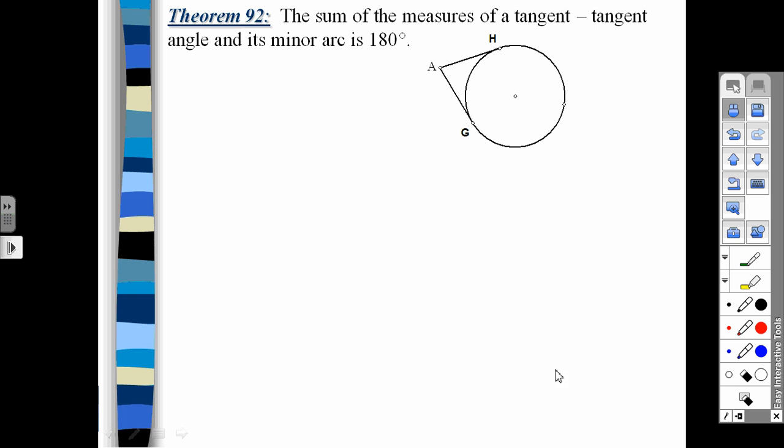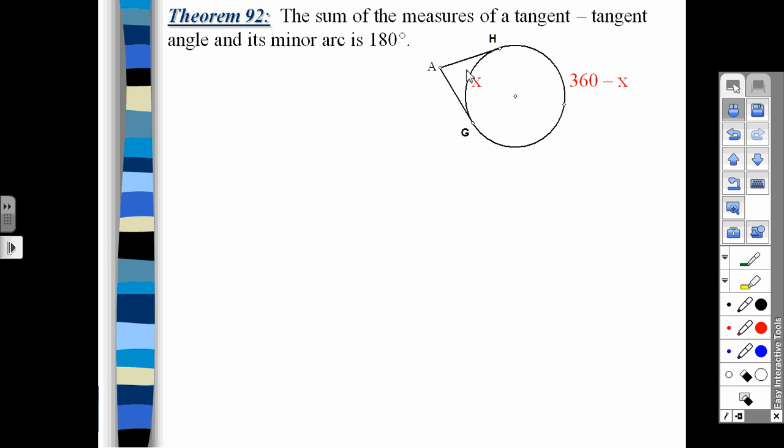This one's more interesting. Okay, theorem 92 says that the sum of the measures of a tangent-tangent angle, so that would be angle A right here, and its minor arc, so that would be this tiny arc right here, HG, is always going to be 180 degrees. So this angle and arc are supplementary. They add up to be 180. So let's actually go through and figure out why.